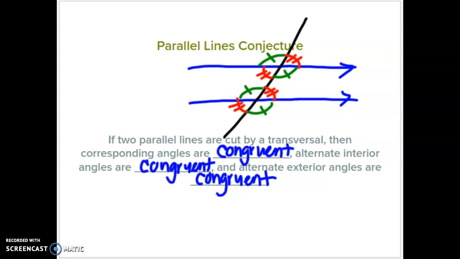Because I can use my conjecture from yesterday, the linear pairs conjecture, to help me find either the green or the red, because the green and the red, if you look at it, they form a linear pair wherever you look. And then I can use alternate exterior, alternate interior, and corresponding angles for the rest. So I only need one angle to find the other 7.